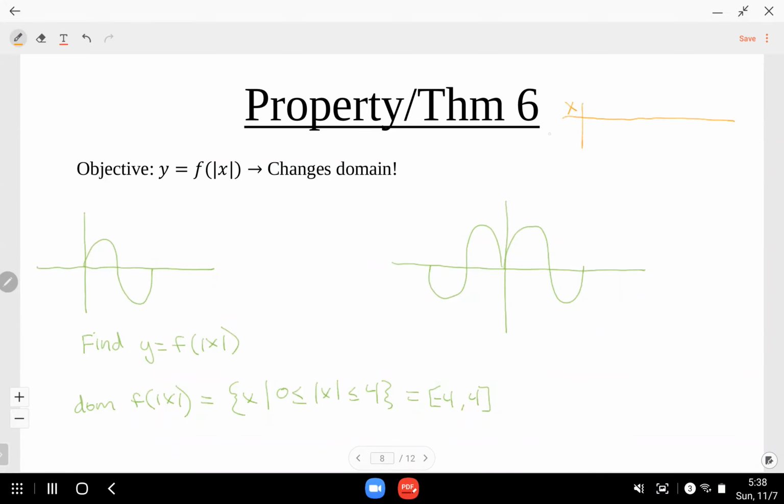Since now the domain is enlarged, you can see for -4, -3, -2, -1, 0, okay? Since it's taking the absolute value of x, then basically what we're doing here is still f of 4, still f of 3, and still f of 2, and so on. So that is why we obtain this graph here. All right, so now we're done with our properties. So now we're going to go on to some problems.